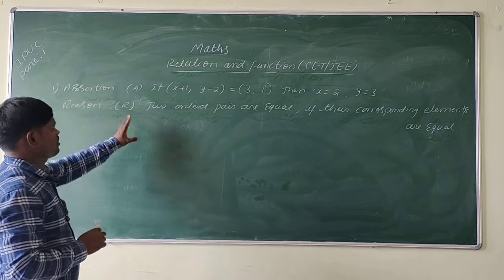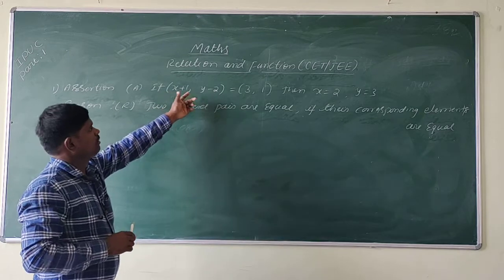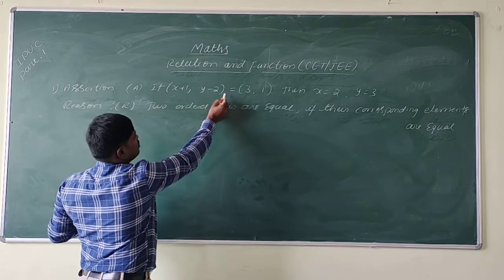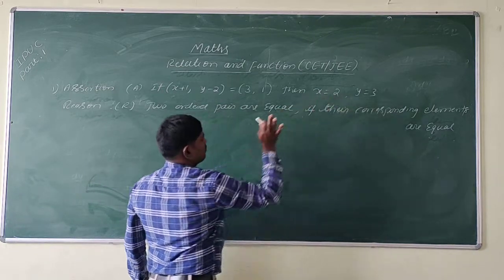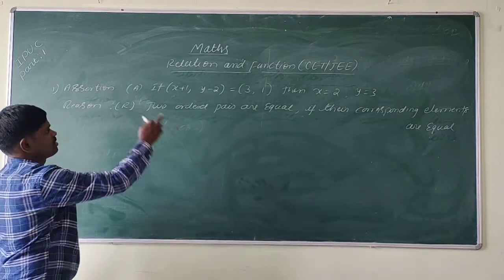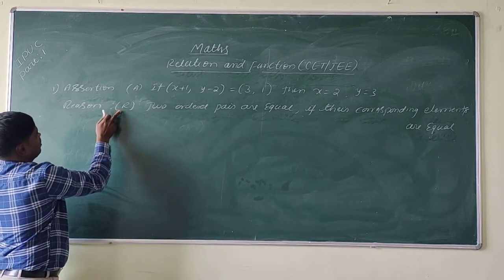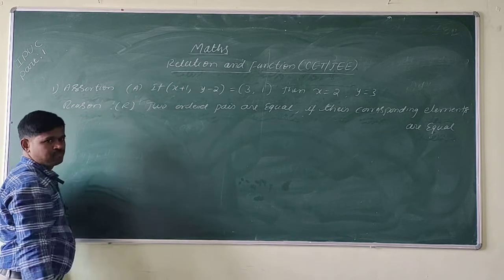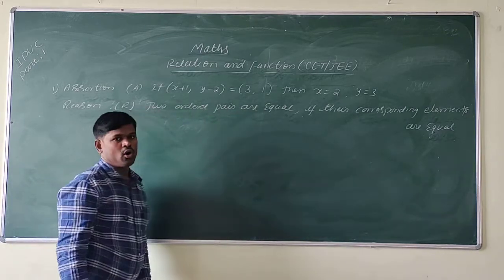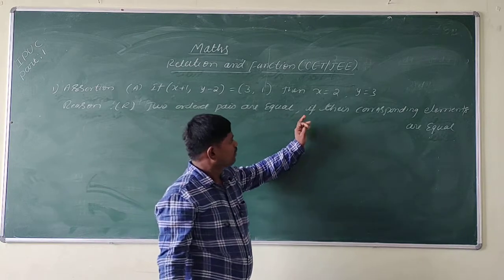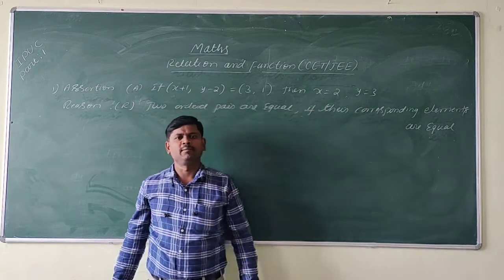And the first question is an assertion. If (x plus 1, y minus 2) is equal to (3, 1), then x is equal to 2, y is equal to 3. That is the assertion, the statement. The reason R is: two ordered pairs are equal if their corresponding elements are equal.